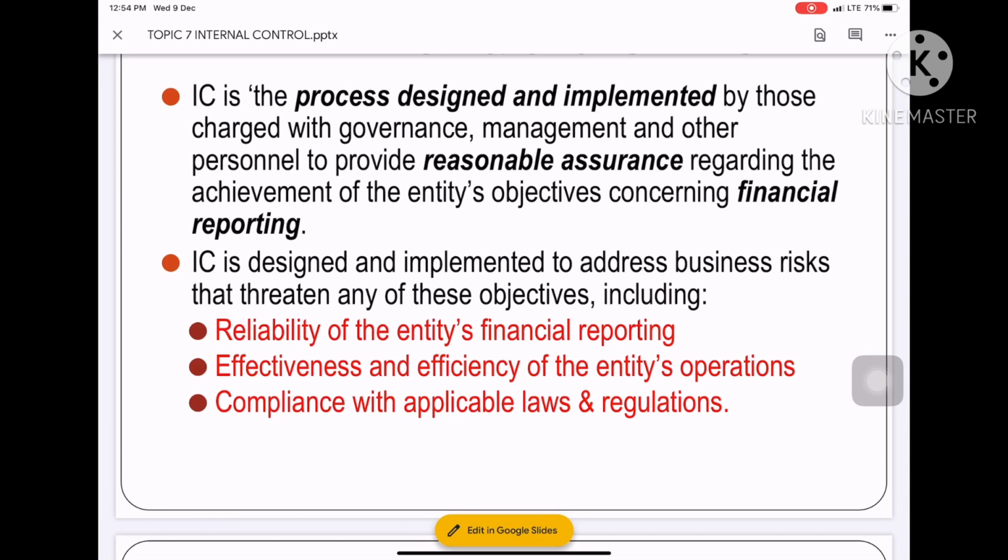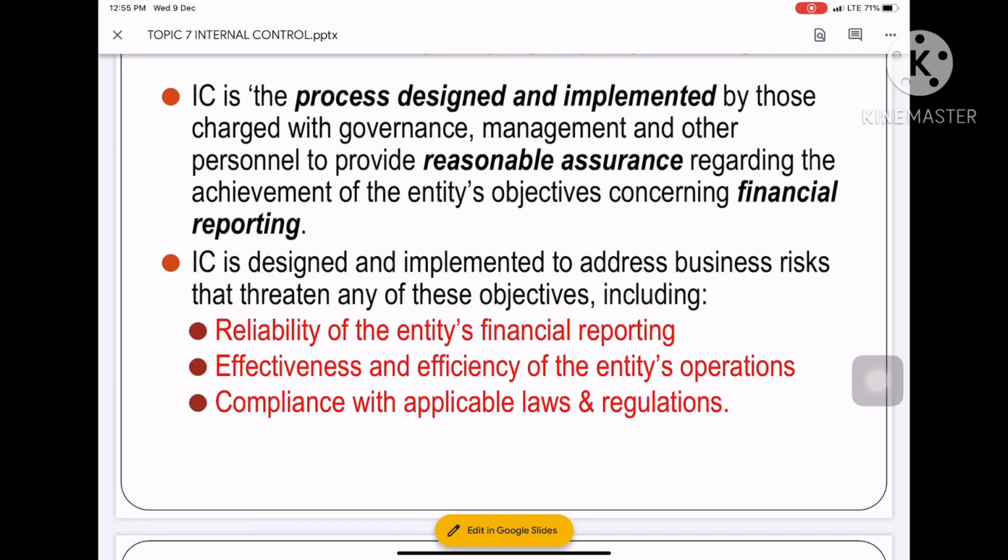So this is the internal control system, why they have to design and implement it, right, to address the business risk. So number one, that related with reliability and the entity's financial reporting. So the control system is designed to make sure whether they can rely or not rely on the financial reporting of the company, and then the effectiveness and the efficiency of the entity's operation. If the system is effective or not effective, efficient or not, we can see from the internal control system of the operation.